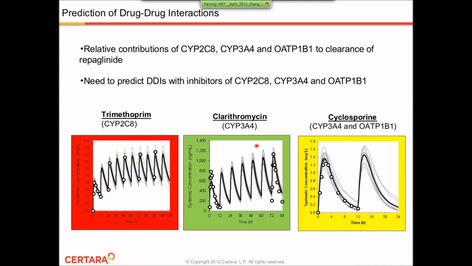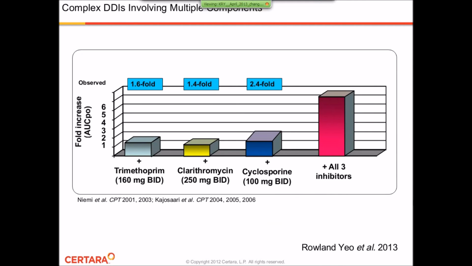But this is just to show you that we've got the validated inhibitors here with respect to recovery of observed data, but also the predicted DDIs as well. So in this next slide, on this axis we've got fold increase in AUC. We've got the inhibition that we're predicting from trimethoprim, clarithromycin, and cyclosporin. So these blocks here are showing the predicted data, and these are showing the observed data, because we have observed data available for all of these drug-drug interactions.